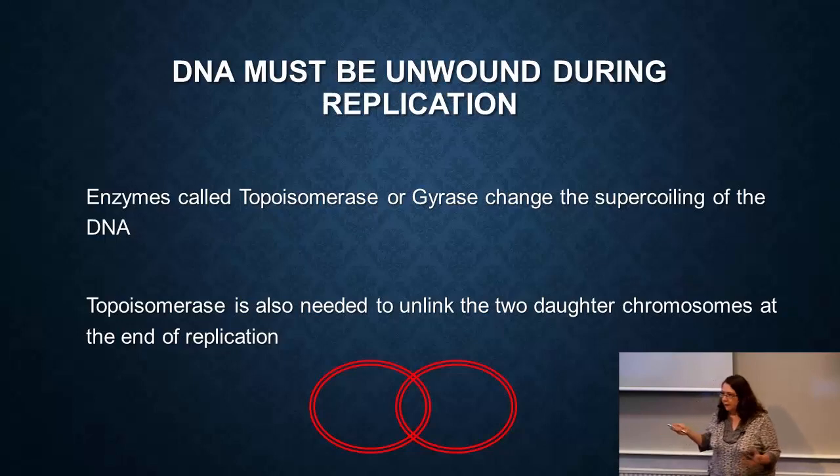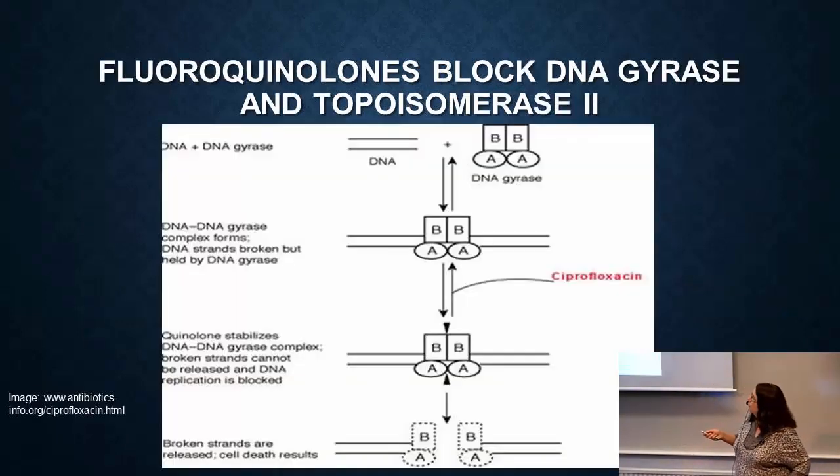All right, the reason I'm telling you this is that one of the antibiotics works by affecting this process. Fluoroquinolones are a class of antibiotics which work by targeting topoisomerase. Depending on which one, some attack DNA gyrase and some other topoisomerases. In this example, it's DNA gyrase.